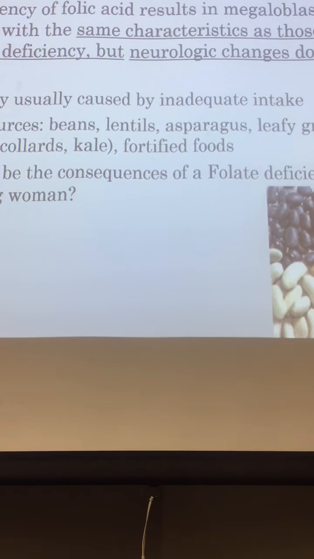Folate deficiency. Here's where you can get folate. Good stuff: beans, lentils, asparagus, leafy greens, spinach, collards, kale, which is not really food, but whatever. Fortified foods. Okay? Speaking of fortified foods, they throw a lot of folate in breakfast cereals and things like that.